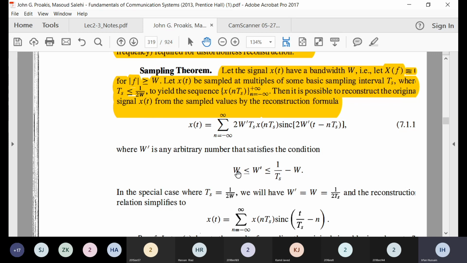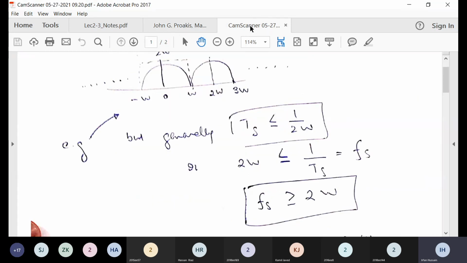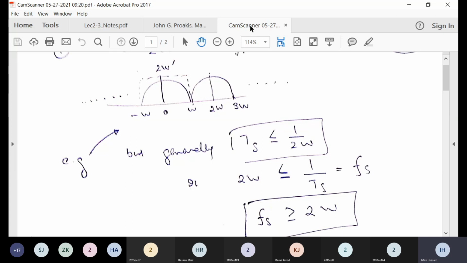It has to be greater than W, but at the same time it has to be less than this value, which is 1 over Ts minus W. So before we go into the rigorous mathematical proof, I just wanted to explain this so that we also get a thumb rule idea for our industrial application.